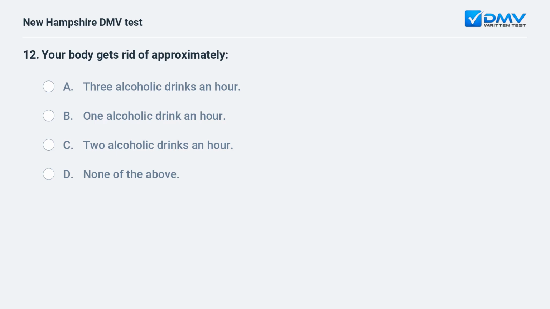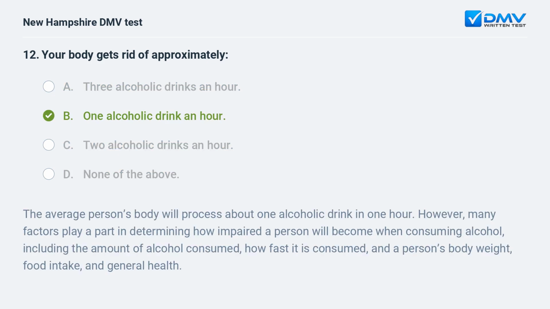Your body gets rid of approximately: a. 3 alcoholic drinks an hour. b. 1 alcoholic drink an hour. c. 2 alcoholic drinks an hour. d. None of the above. The answer is b. 1 alcoholic drink an hour.